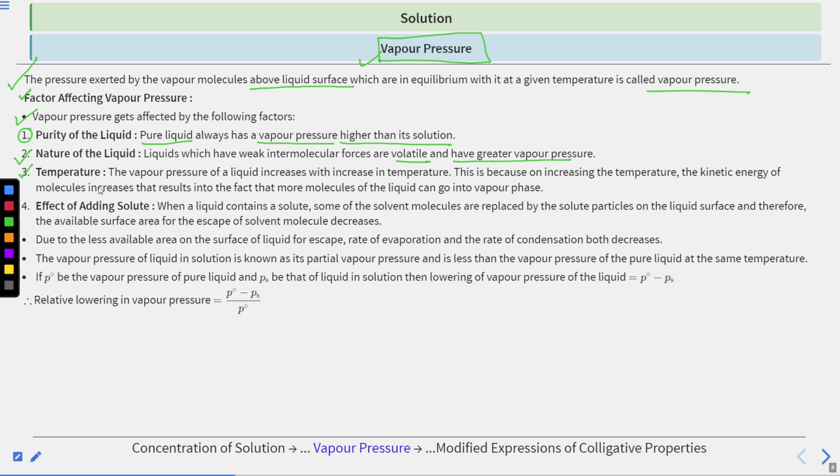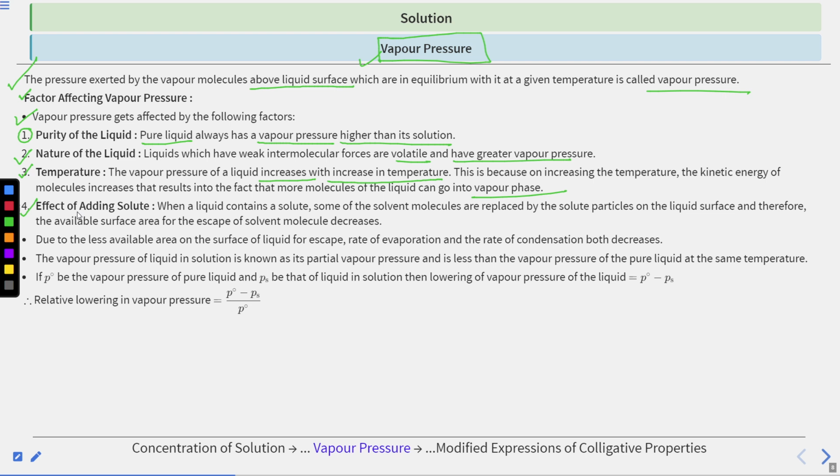Third factor is temperature. The vapor pressure of a liquid increases with the increase in temperature. This is because on increasing temperature, the kinetic energy of molecules increases, resulting in more molecules of the liquid going into vapor phase due to the higher kinetic energy.